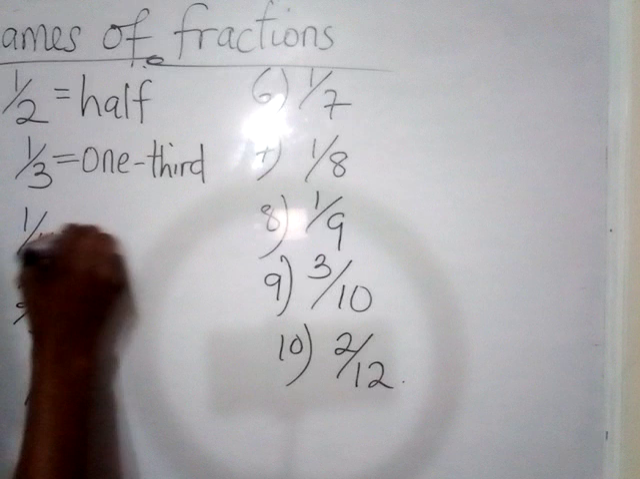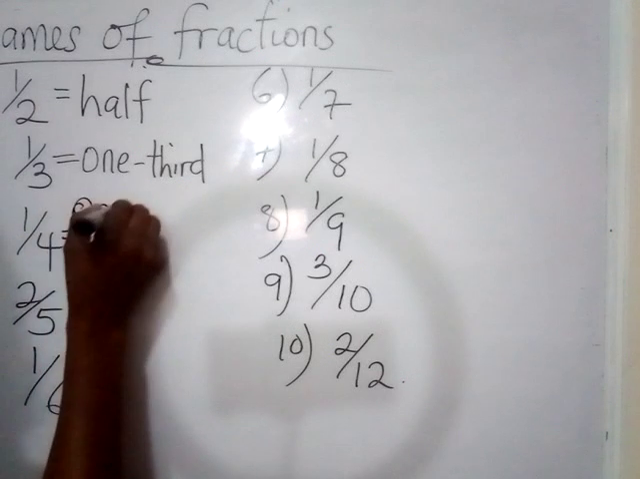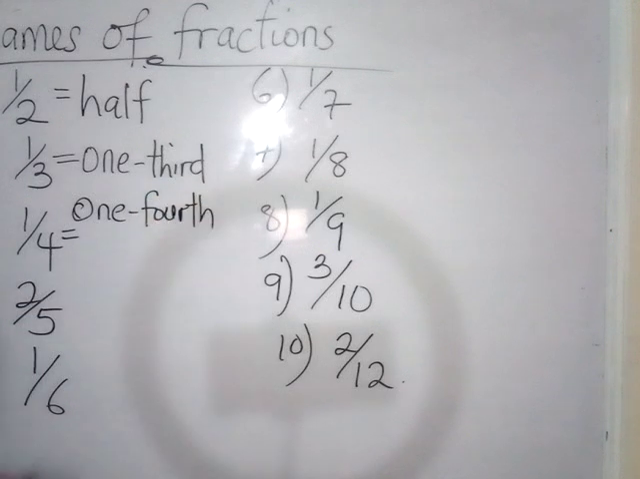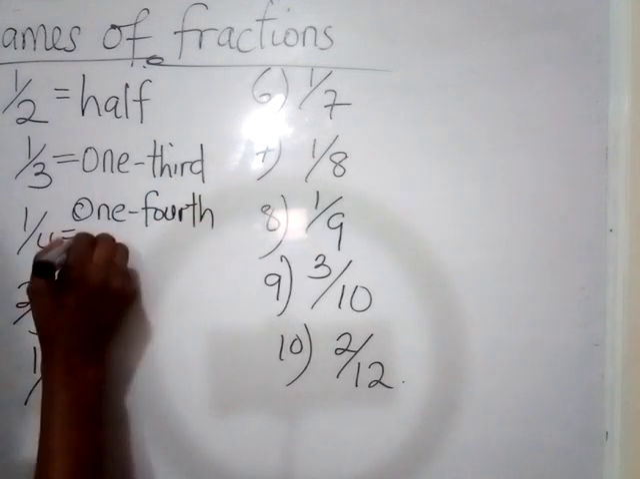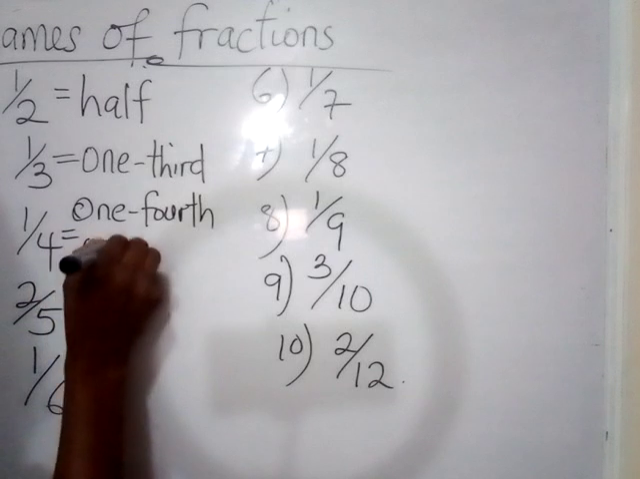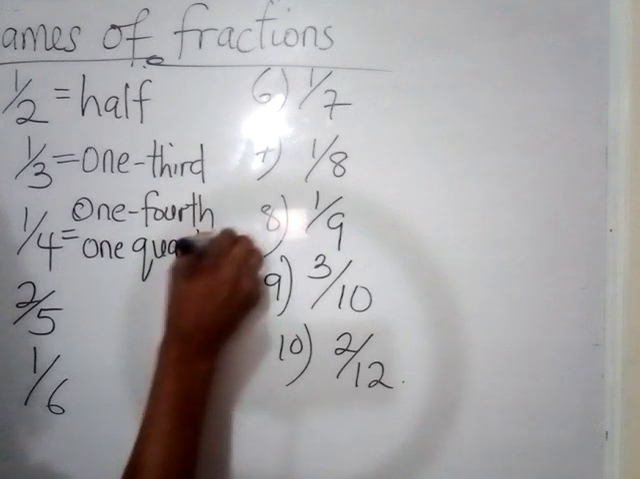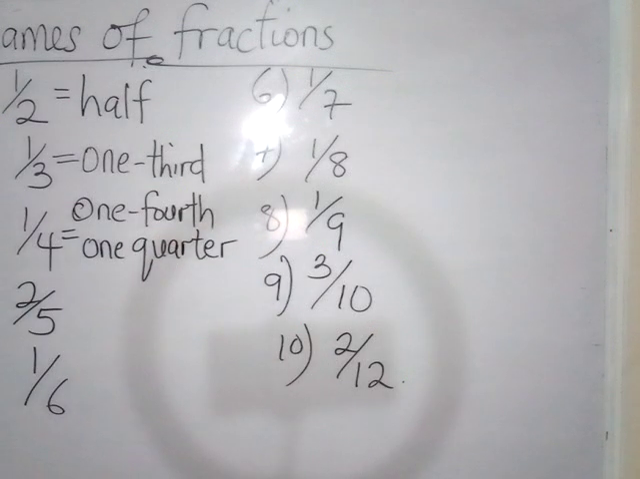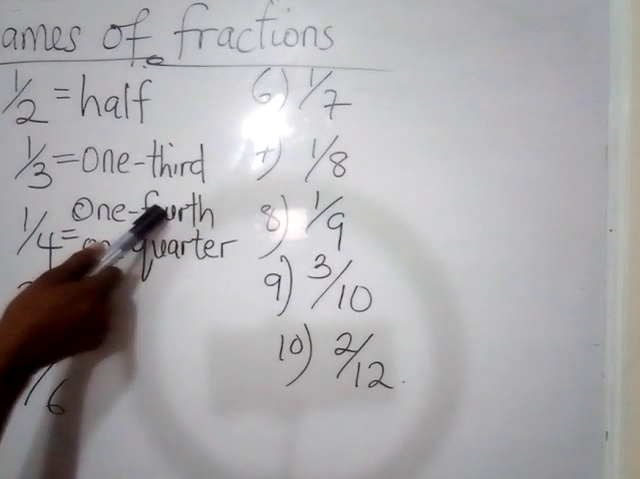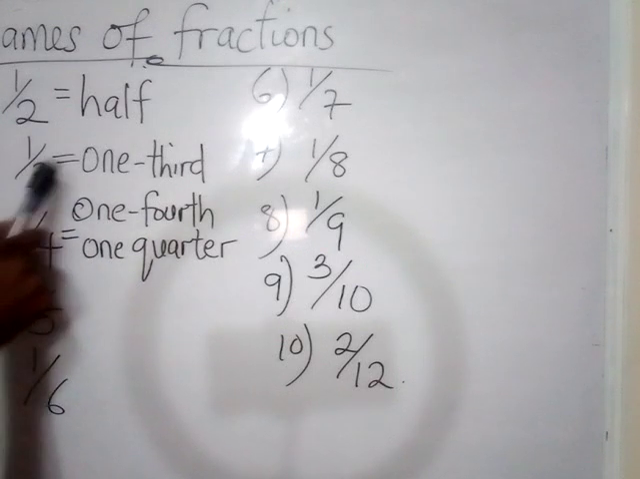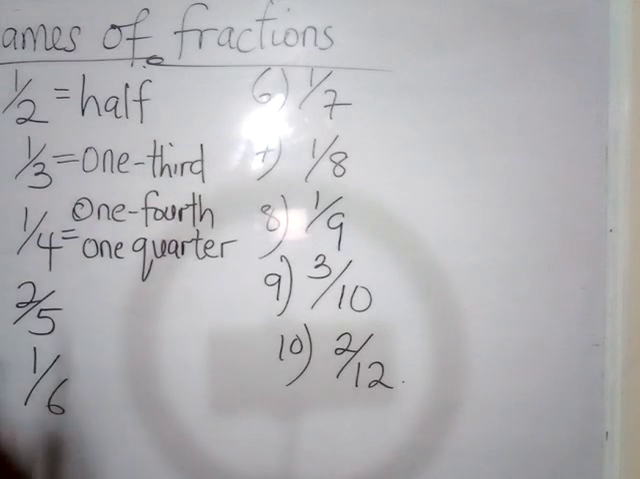And then this one that is 1 over 4, you can either call it one fourth, that's 1 out of 4, or you can call it one quarter. So this is 1 out of 4 parts. This is 1 out of 3 parts, you call it one third. 1 out of 2 parts is called half.